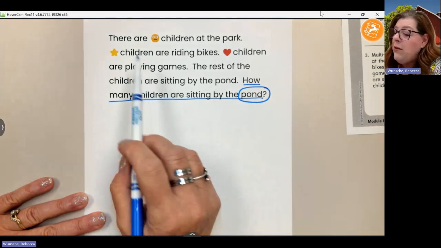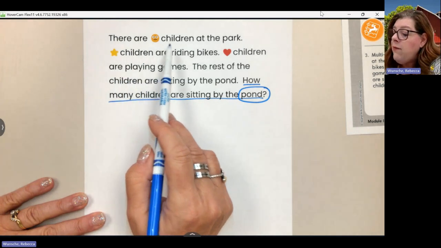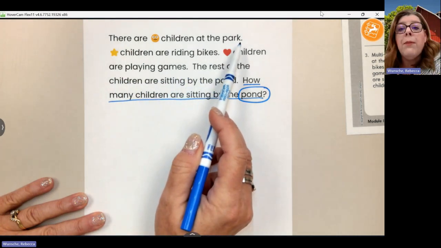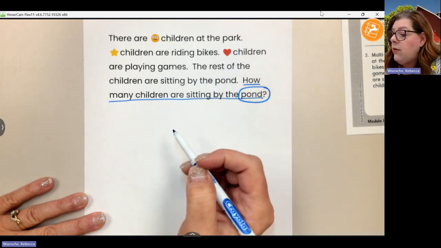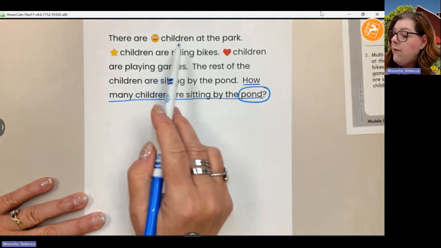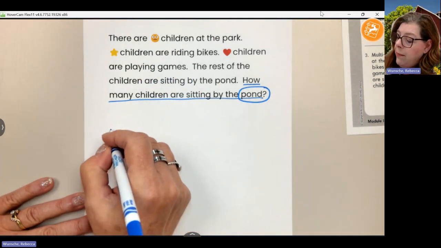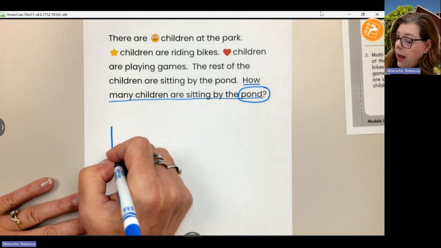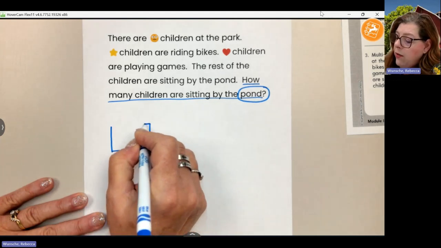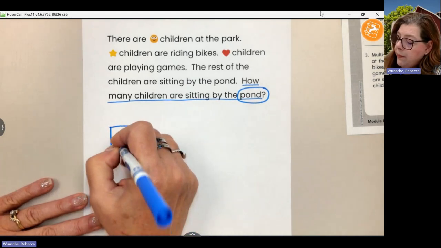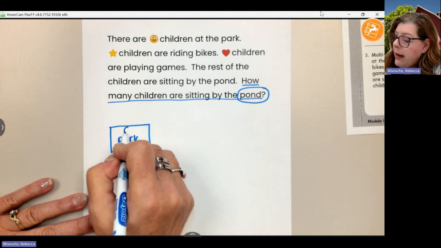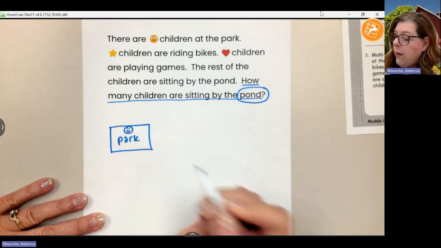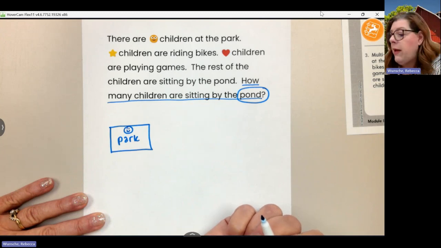So the first thing I'm going to do is read the first sentence. There are smiley-faced children at the park. I'm going to stop right there because I see a punctuation mark. I'm going to go back and think about what that sentence told me. It told me there were smiley-faced children at the park. So I'm going to put a little picture down here. I'm going to draw a picture of the park. This is the whole park. And I'm going to label my park, and I'm going to put my smiley face right there in the park. So I know that all those smiley-faced children were at the park, okay?